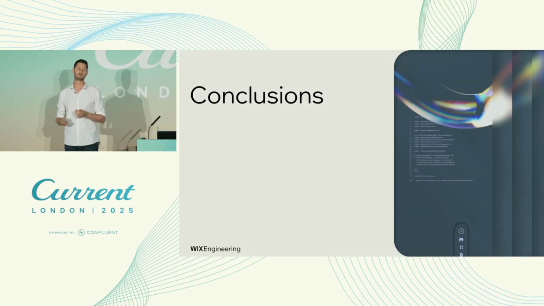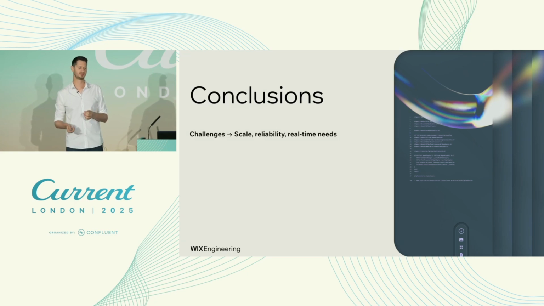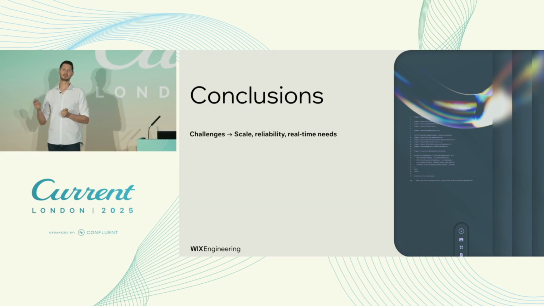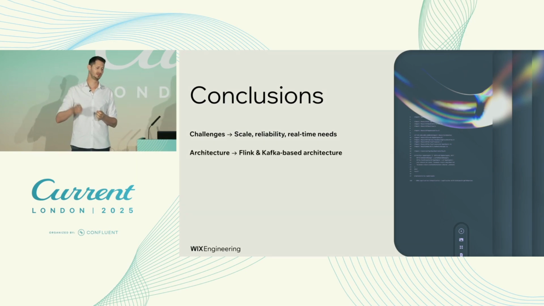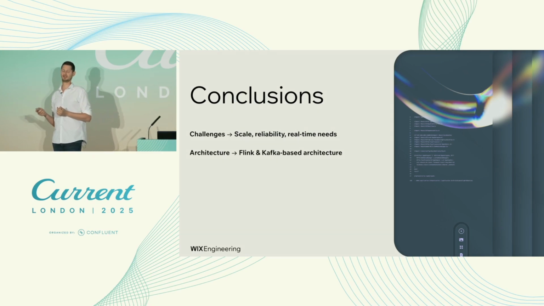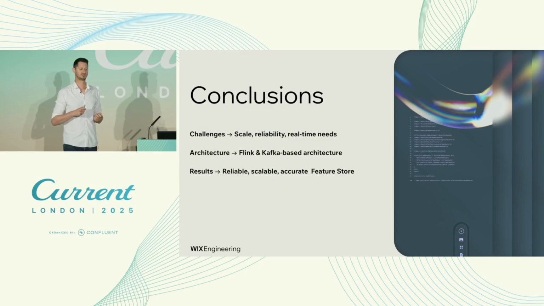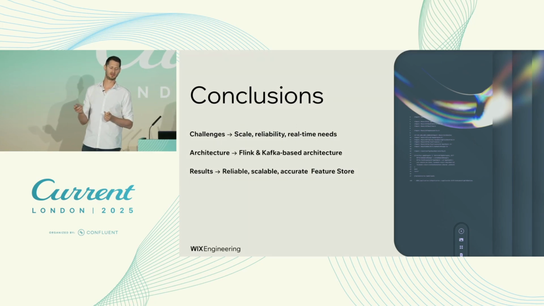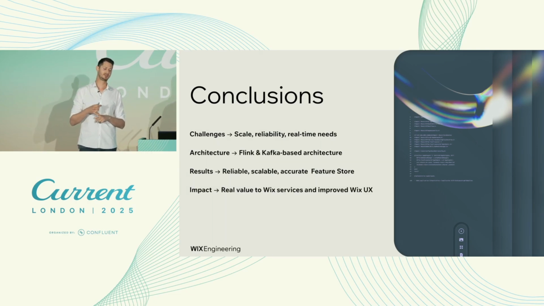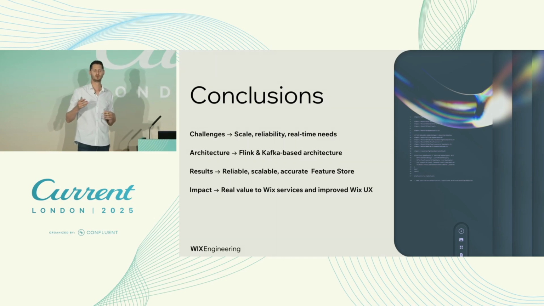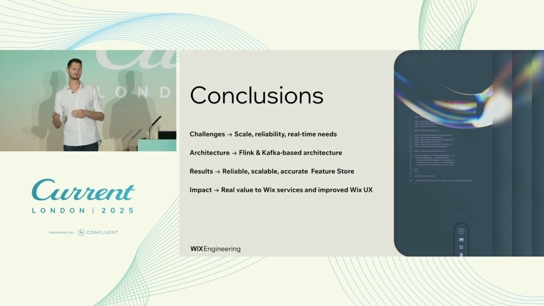To sum up, we showed you the challenges that we faced and the need to redesign our real-time feature store at Wix scale. And by choosing the right architecture and adopting modern technology like Flink and Kafka, we succeeded in building a reliable, scalable, and more accurate feature store. And the impact was great on Wix. It was great for the Wix service, and it really improved the Wix user experience for our customers.